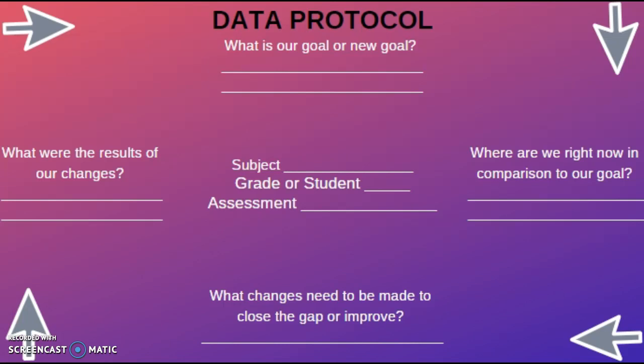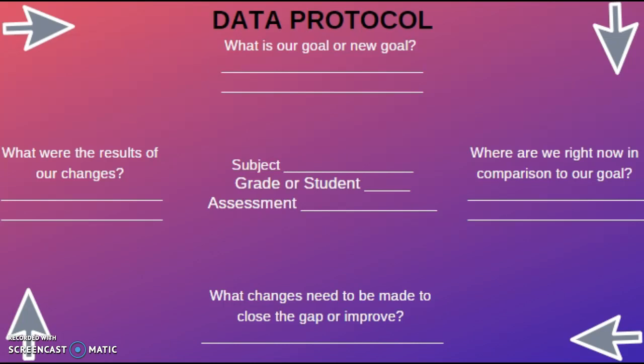The next section is where are we right now in comparison to our goal? Have we met our goal? What is the gap? The next part is what changes need to be made to close that gap or improve. If we've already met our goal, we always want to keep trying to get better, so we need to set ourselves a new goal. And what were the results of our changes? Did we improve? Did we go backwards? Did we stay the same for the entire class or for that individual student?